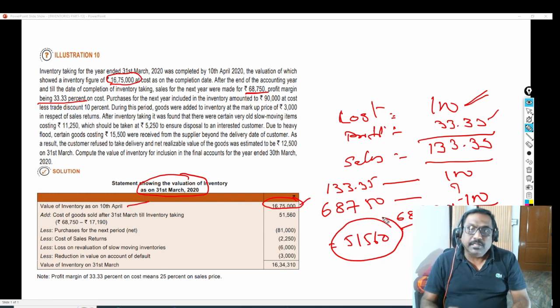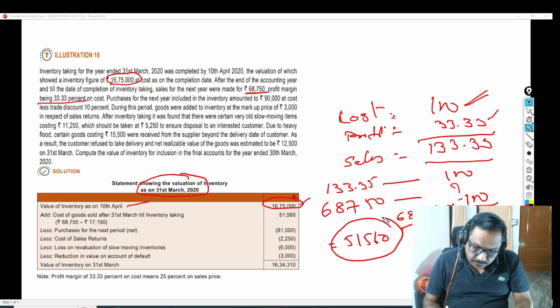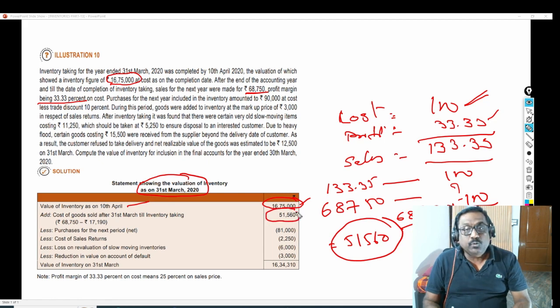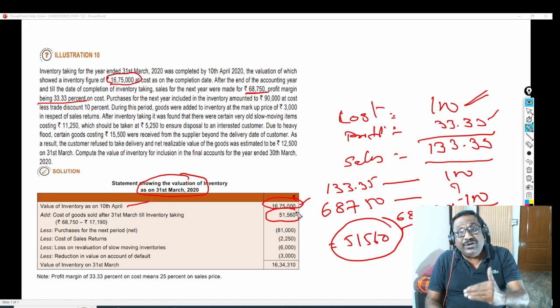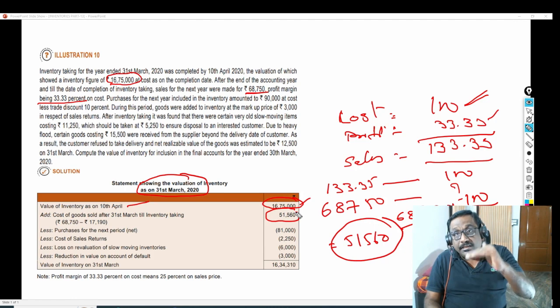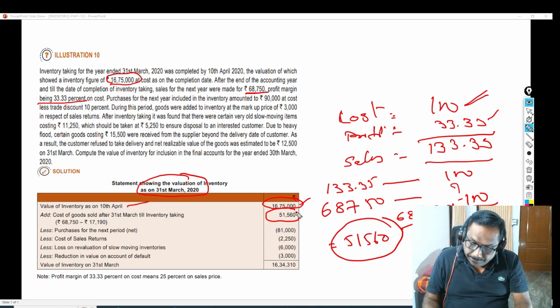This is how you need to calculate the cost. So 51,560 is the cost of the goods sold. Cost of the goods sold you need to add back, because that should be part of your inventory. So you need to add back. Clear? Next.